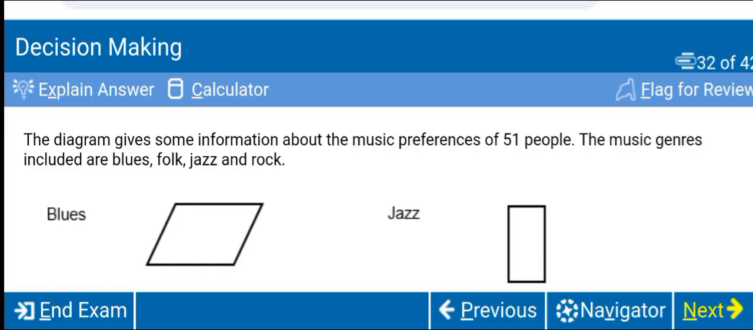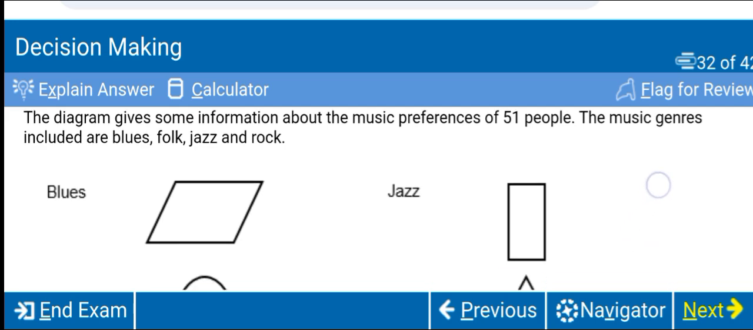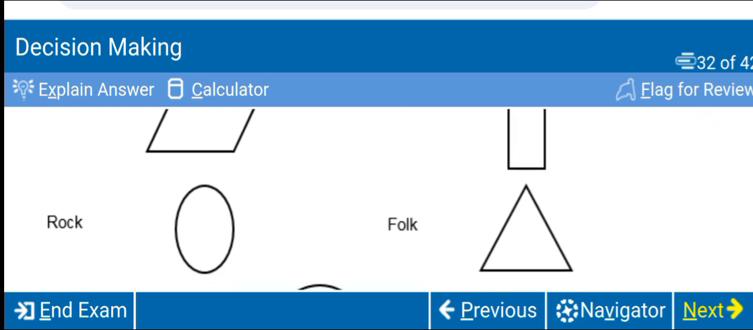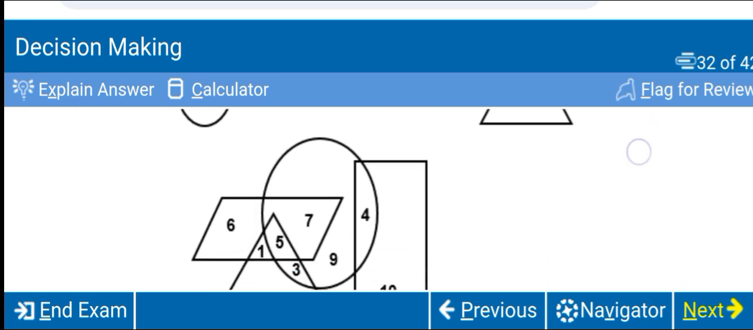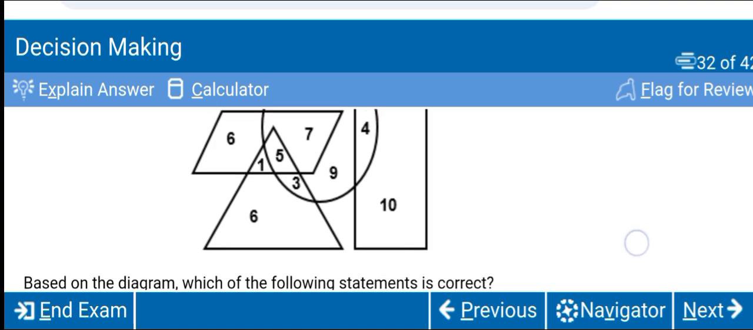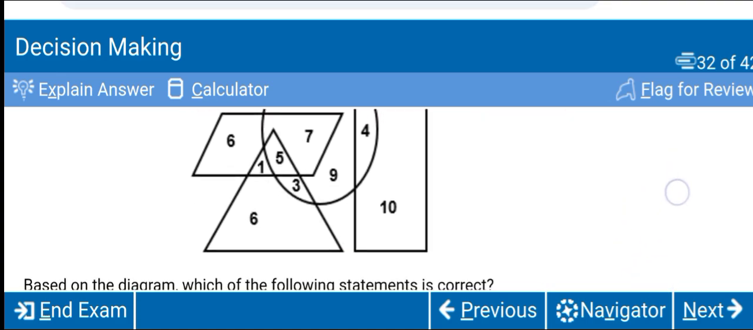Next we have the diagram that gives some information about the music preferences of 51 people. The music genres included are blues, folk, jazz, and rock. So here we have this shape representing blues. Then we have jazz, an oval representing rock, and a triangle representing folk. So based on this diagram, which of the following statements is correct?